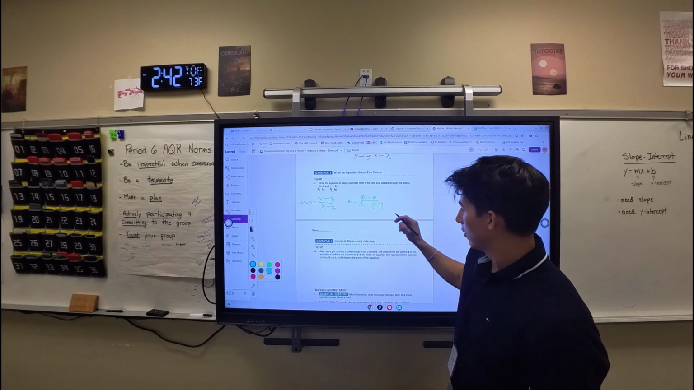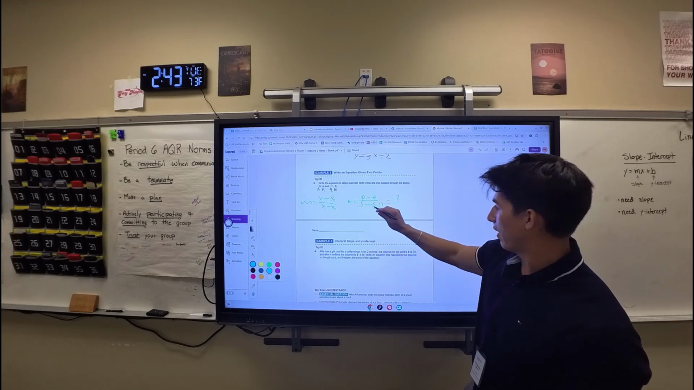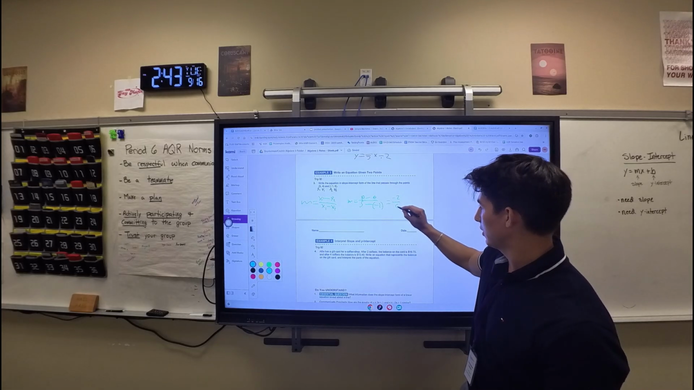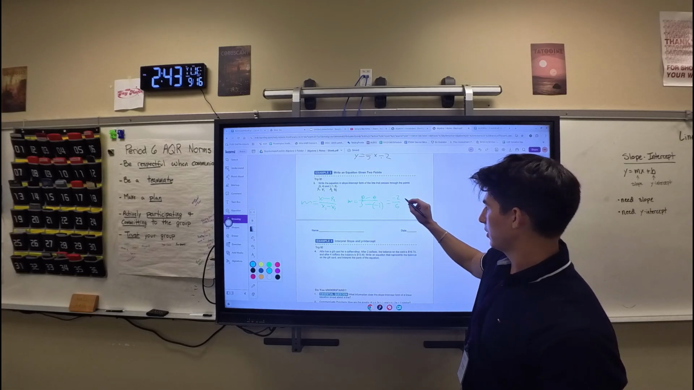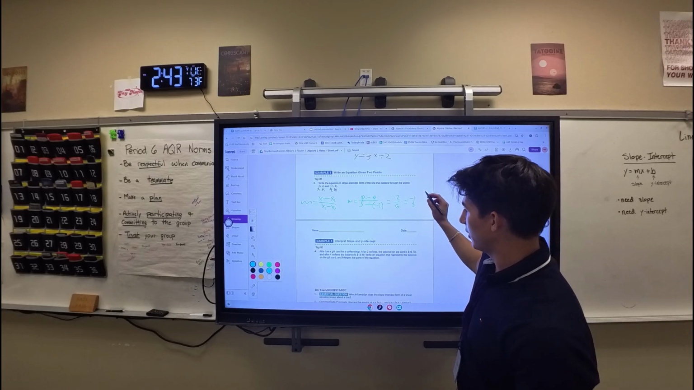Okay, and so then 4 minus 6 is negative 2. 5 minus negative 1 is 6. We can reduce this into negative 1/3. And this is our m value.